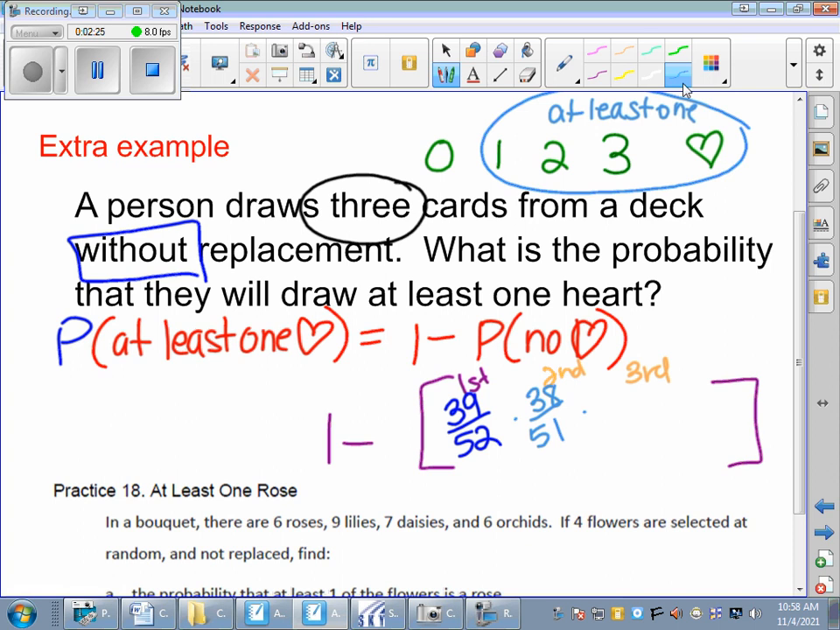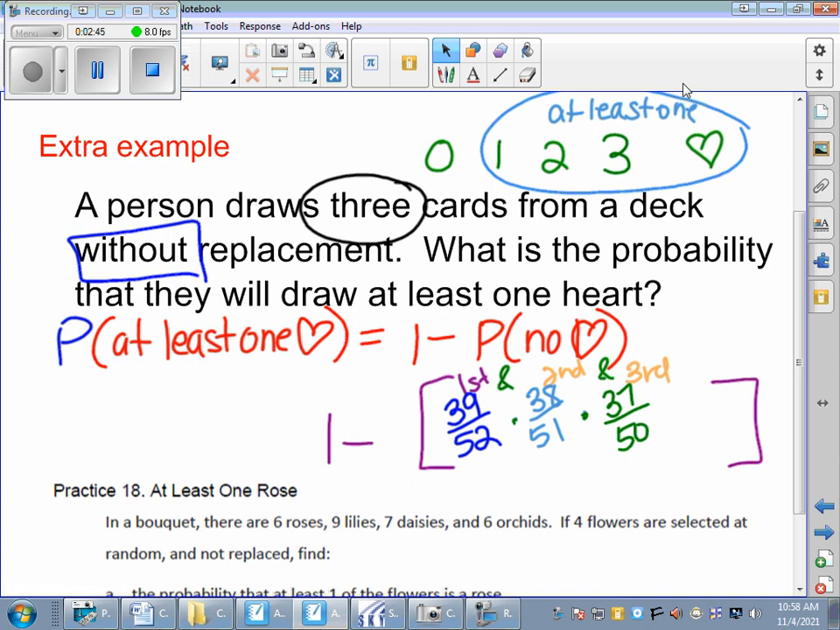And then my third card that is not a heart, if I haven't replaced those first 2, is 37 out of 50. This is not a heart and not a heart and not a heart, so I'm going to multiply those 3 fractions together, subtract them from 1, and I'm going to get my final answer on that.